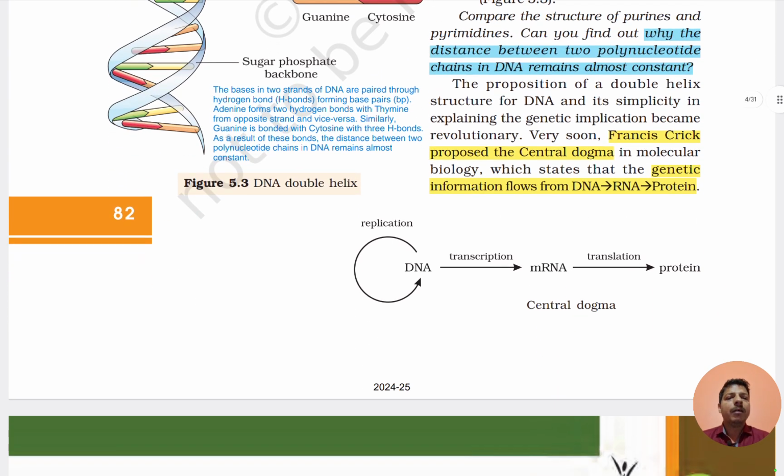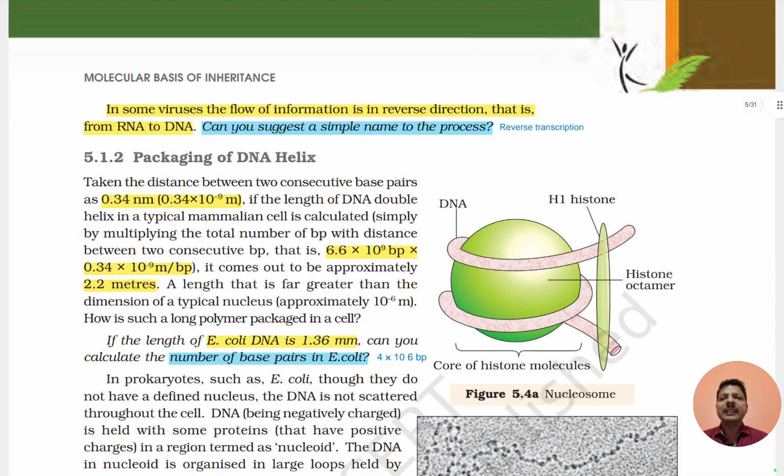Then, Francis Crick also proposed the central dogma in molecular biology, which states that genetic information flows from DNA to RNA, then protein. From DNA to mRNA or messenger RNA, then in the process of translation, it forms protein. This is called the central dogma. In some viruses, the flow of information is in the reverse direction, that is from RNA to DNA, and it is called reverse transcription. Remember.